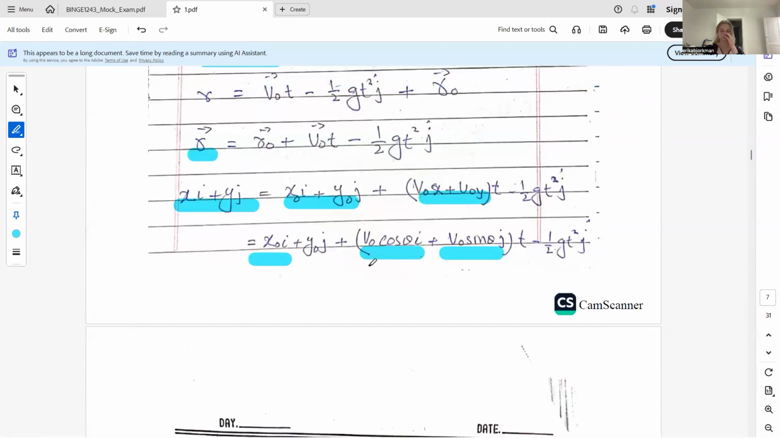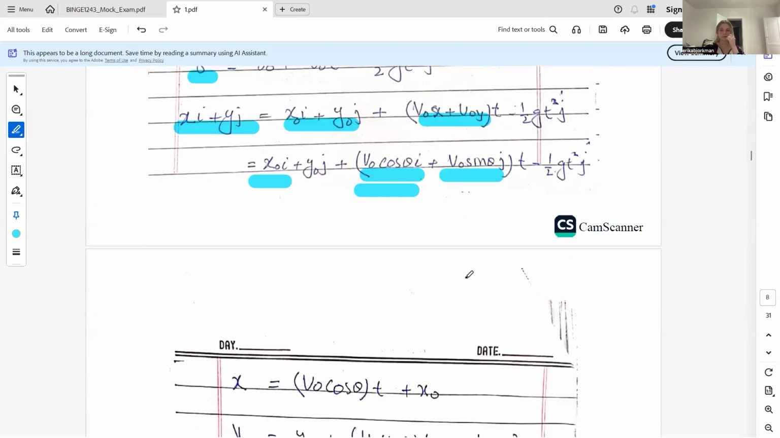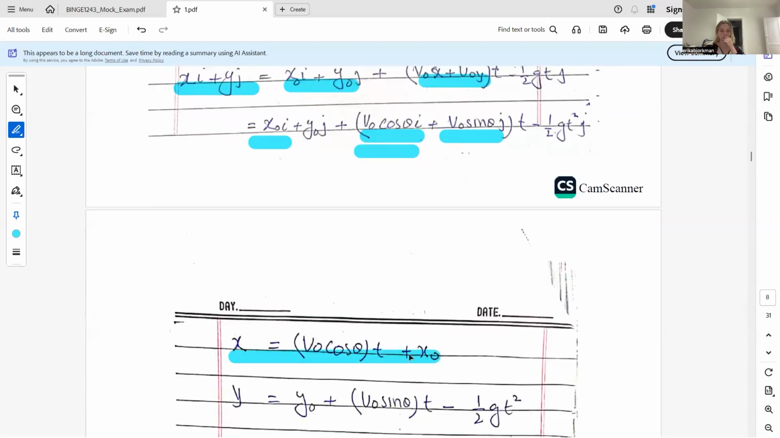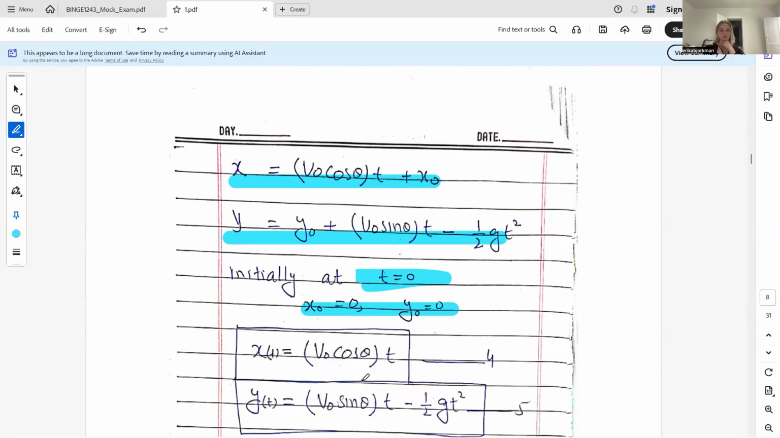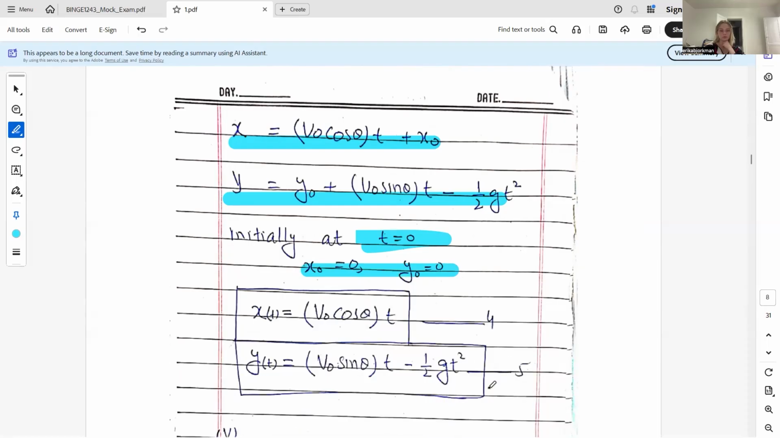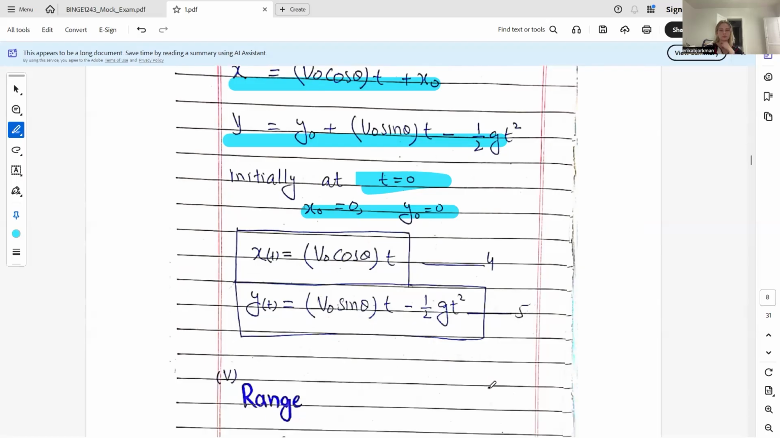Now I am isolating the horizontal components. So my horizontal component of the position has become like this, and the vertical component of the position has become like this. But initially we know at time t equal to 0 the projectile was still in our hand, it was not moving, so this distance was equal to 0. Then our final equations are here, 4 and 5, and we need to use these equations.